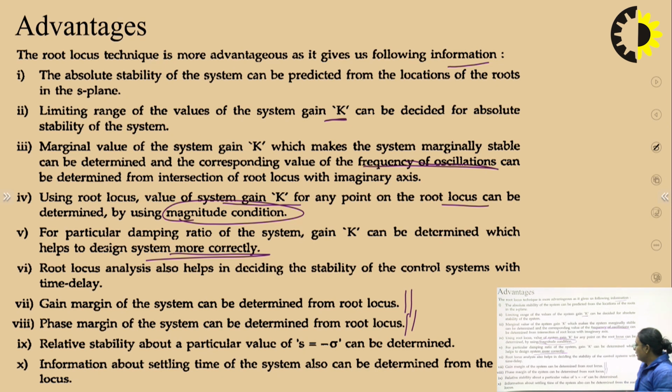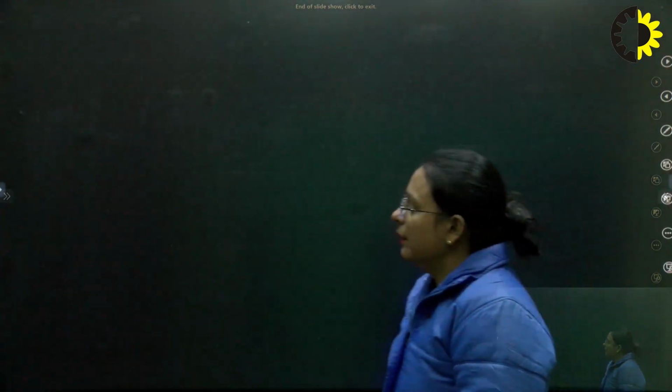The phase margin again can be determined with the help of the root locus, and the relative stability about a particular value of S equals minus sigma can be determined with the help of the root locus. And moreover, the information about the settling time of the system we can obtain from the root locus. So these are the advantages of the root locus. Thank you.